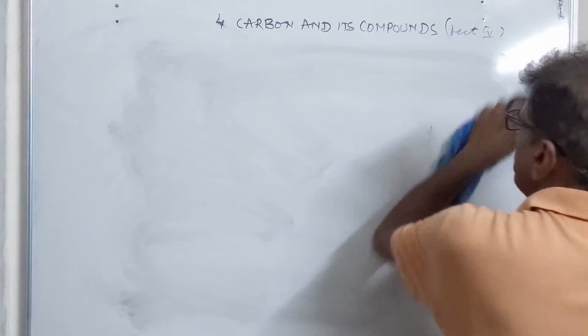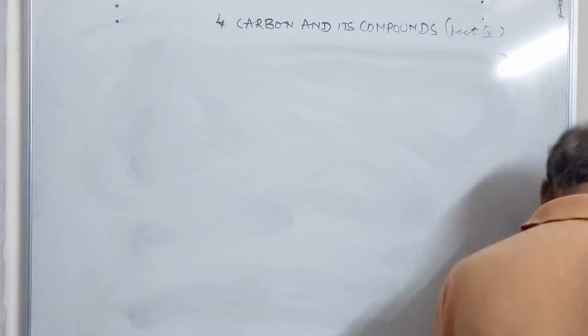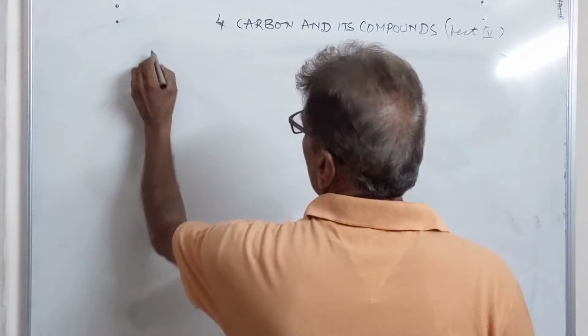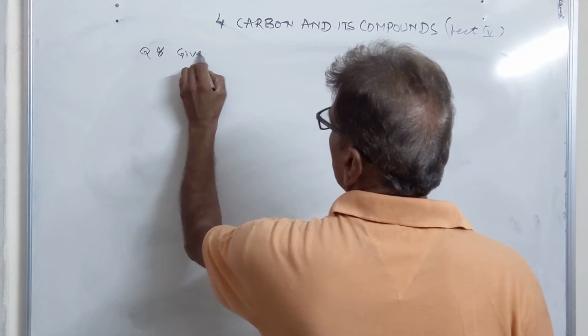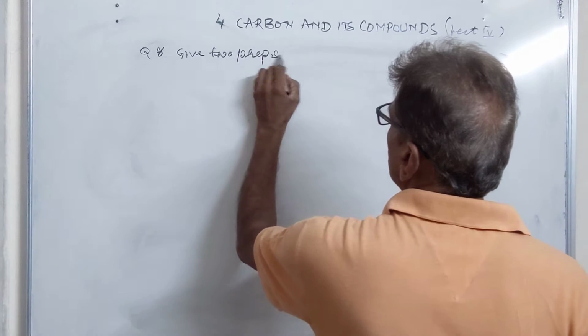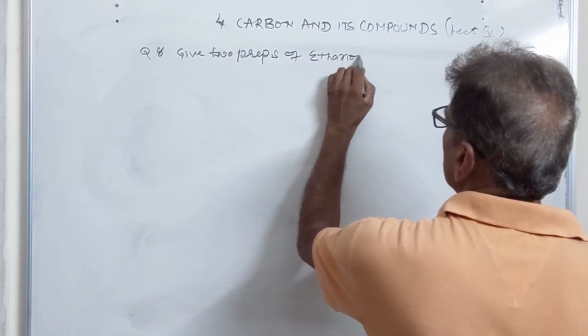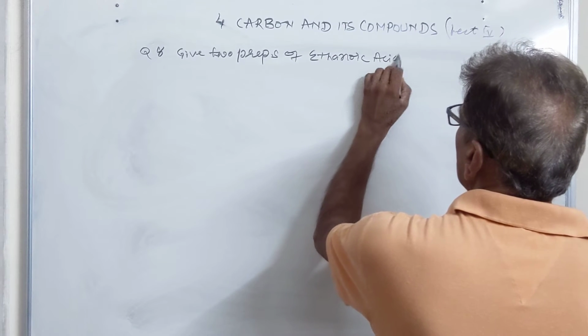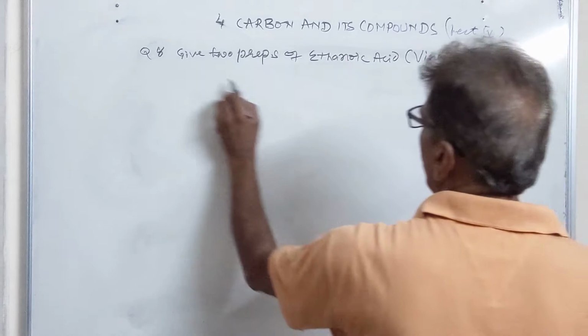Now how do we prepare acetic acid? What is the esterification reaction of acetic acid? So this will be our question number 8. Give two preparations of ethanoic acid. This is also called vinegar or acetic acid.